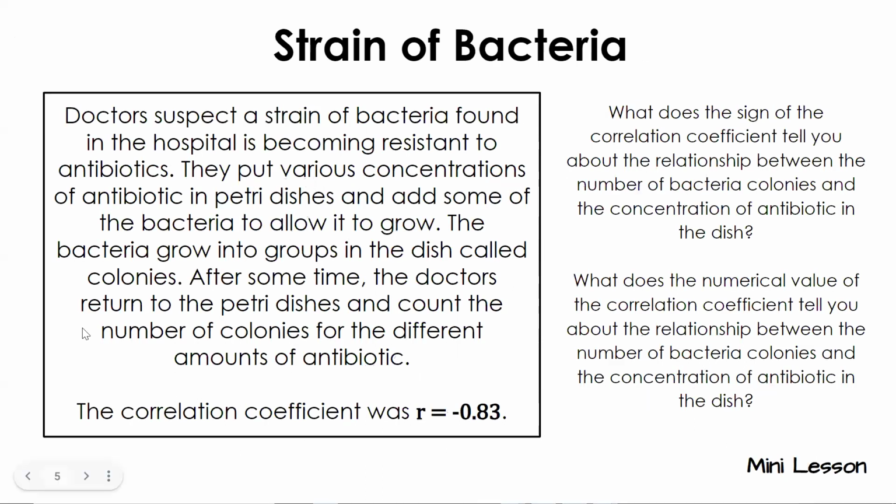Okay. So doctors suspect a strain of bacteria found in the hospital has become resistant to antibiotics. They put various concentrations of antibiotics in petri dishes and add some of the bacteria to allow it to grow. The bacteria grow in groups in the dish called colonies. After some time, the doctors return to the petri dish and count the number of colonies for the different amounts of antibiotic. Here's the correlation coefficient, which is -0.83. What does this sign tell you about the relationship between the number of bacteria in the colonies and the concentration of the antibiotic in the dish?